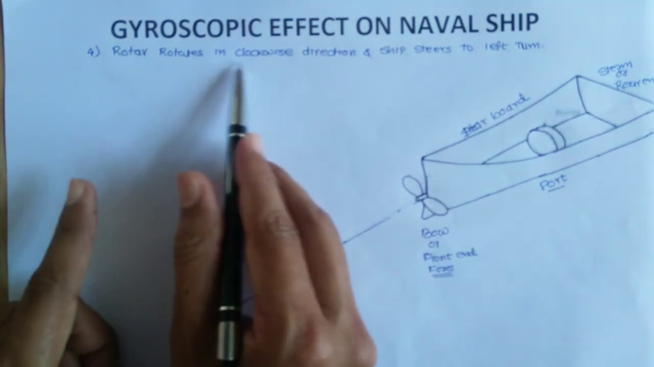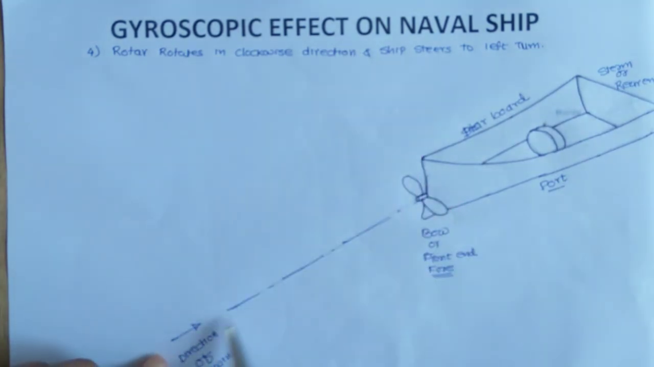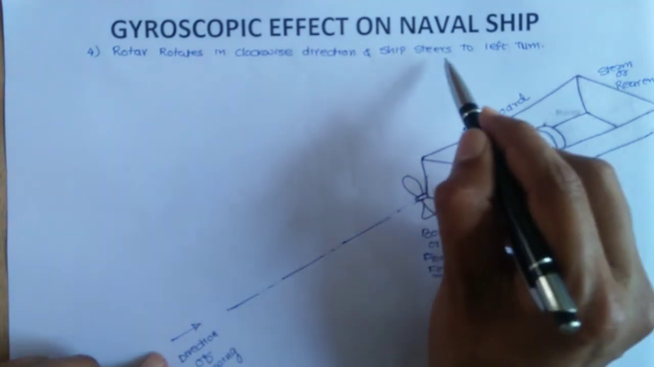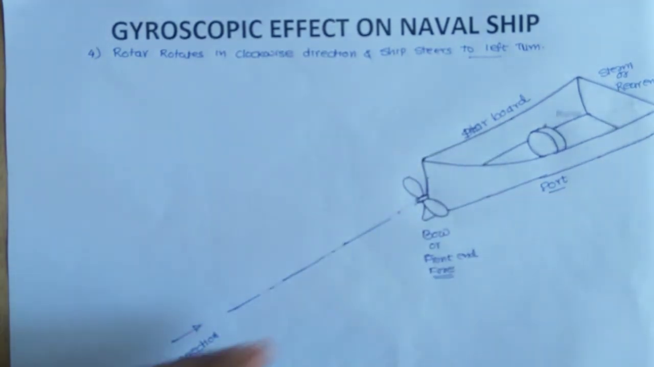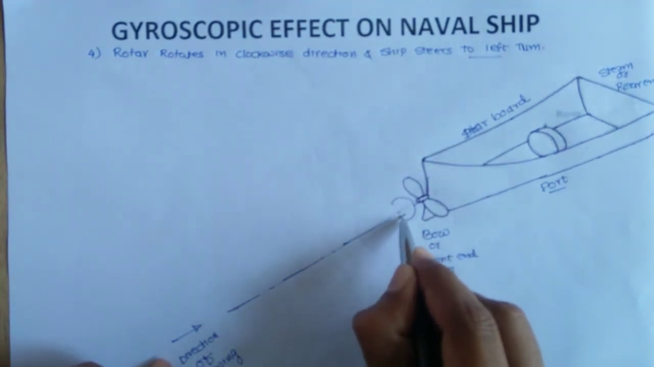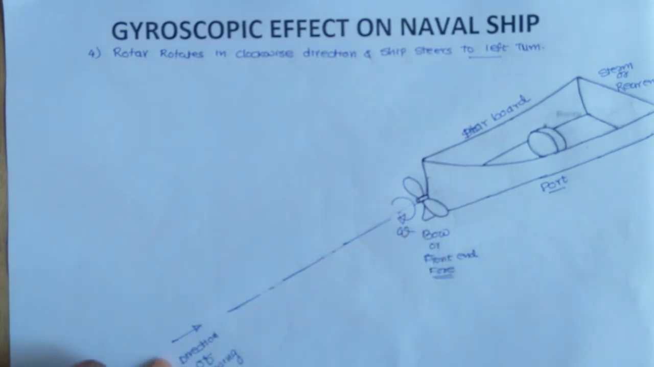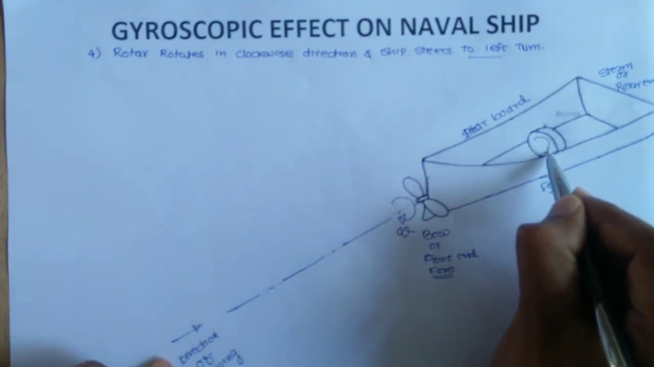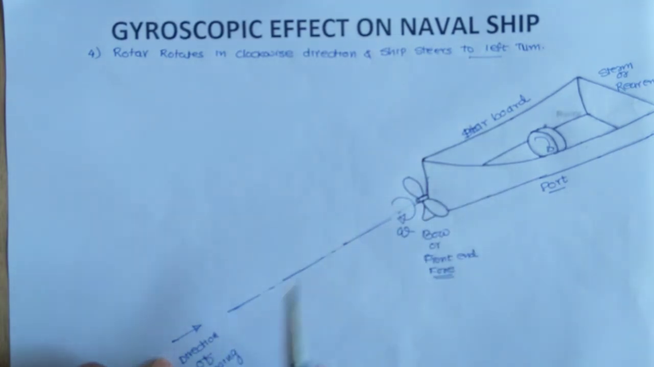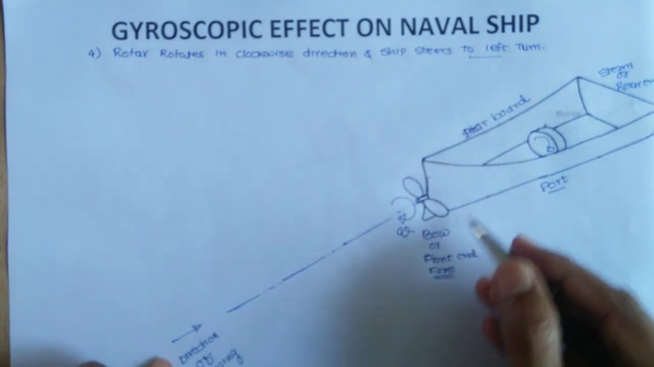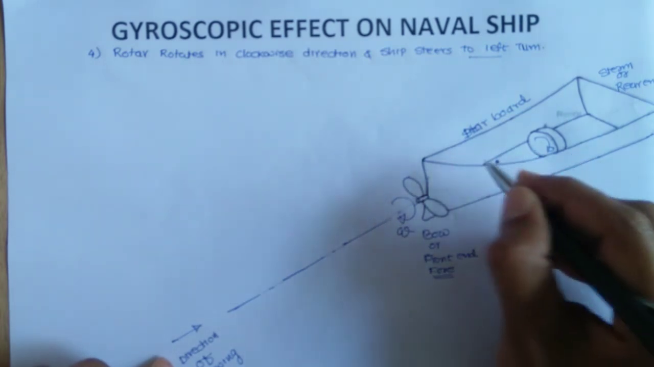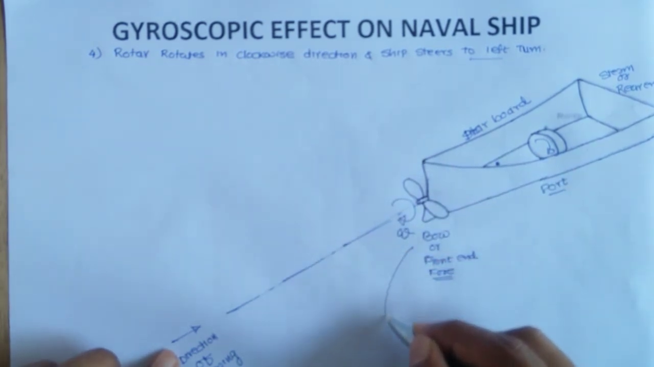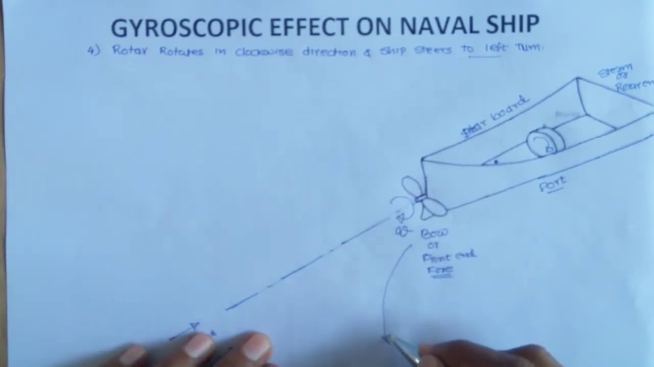Now the rotor rotates in clockwise direction when we see from the bow end, and the ship steers to the left turn. That means when we see from this end, our rotor is rotating in clockwise direction with angular speed omega, and the ship steers to the left turn. So when we assume that we are sitting inside the ship, we see that our ship is taking a left turn.